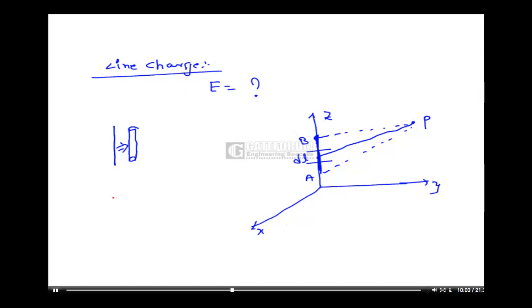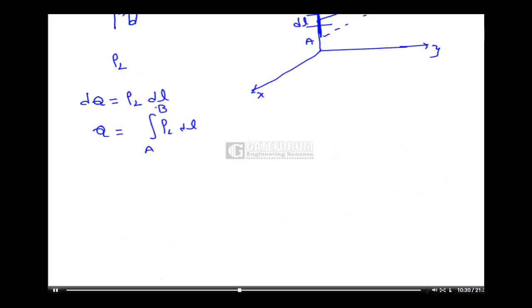So here line charge density is rho L. Therefore the small charge dq is given by rho L into dl. That is, the small charge element is rho L dl. So total charge q is nothing but integration rho L dl from A to B. If you integrate from A to B rho L dl, you will get the total charge. Then I have to calculate electric field intensity due to this.